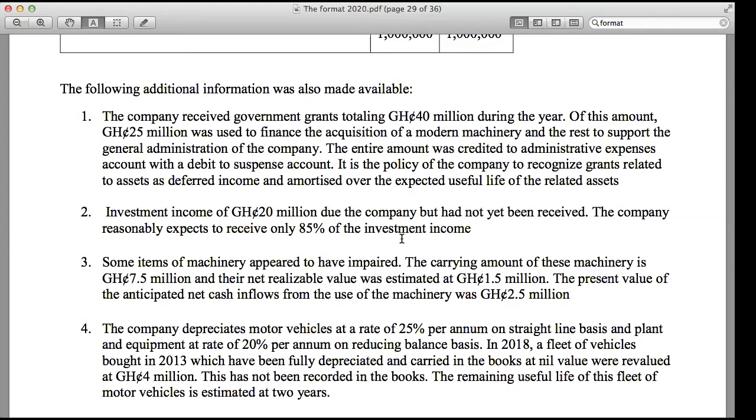It is the policy of the company to recognize grants relating to assets as deferred income and amortize over the expected useful life of the asset, which is 5 years. Even if they've solved it for you, they said amortize it. So that is it. So can you go through for me and tell me how you treat this?